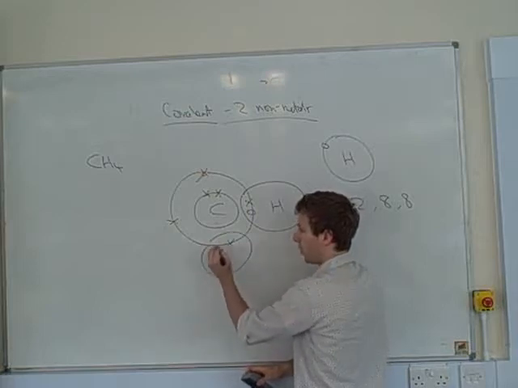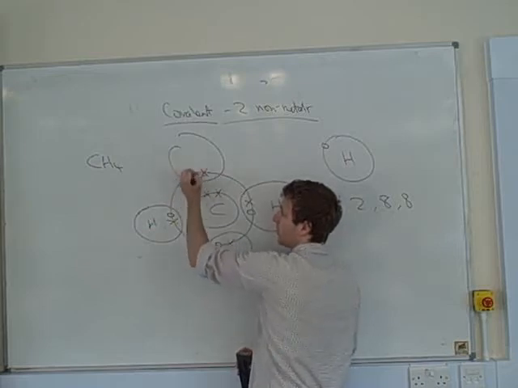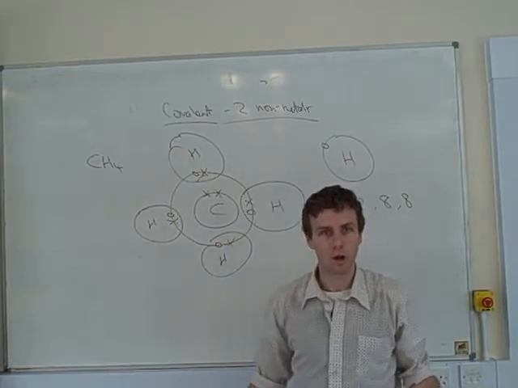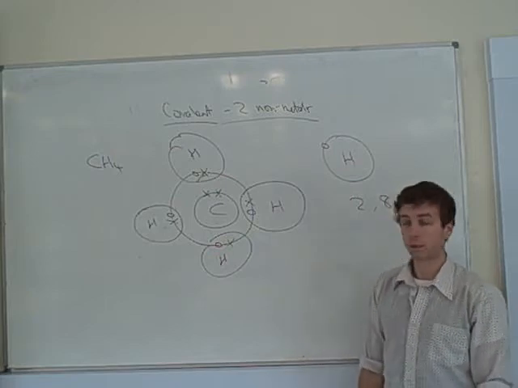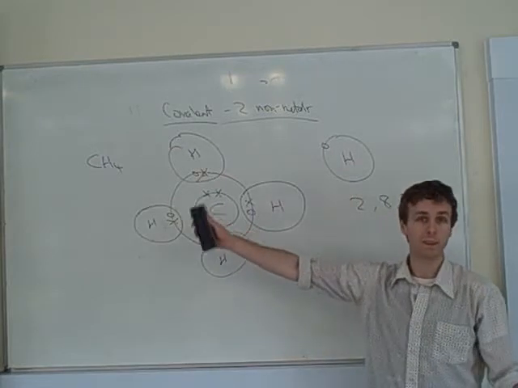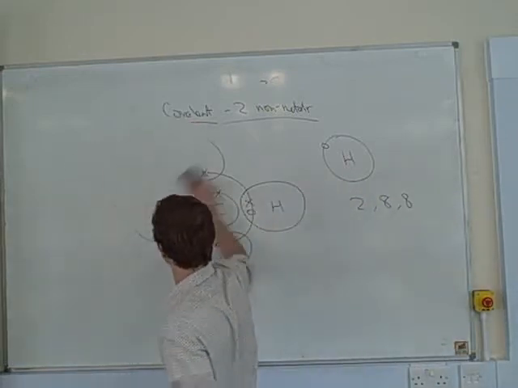So all I would do is add all the others on the same. Don't forget to keep it as a dot and cross diagram, not a cross and cross or a dot and dot. So separately. And that would be my dot and cross diagram for CH4 methane. Okay, just do one more, then we'll move on to ionic.